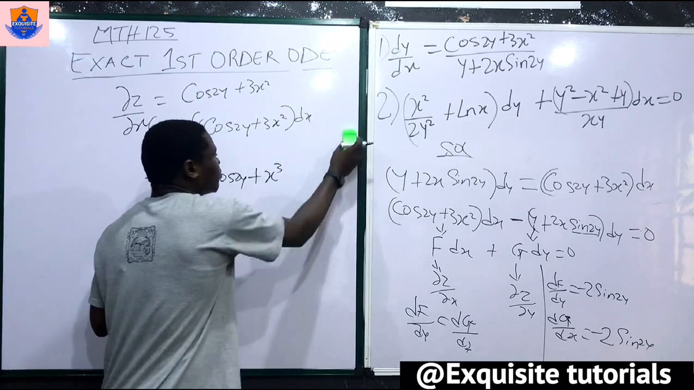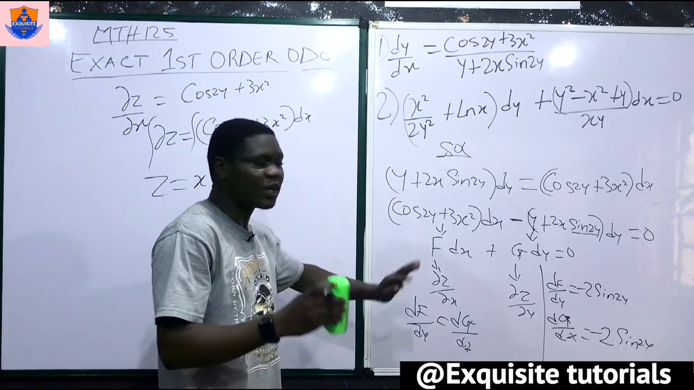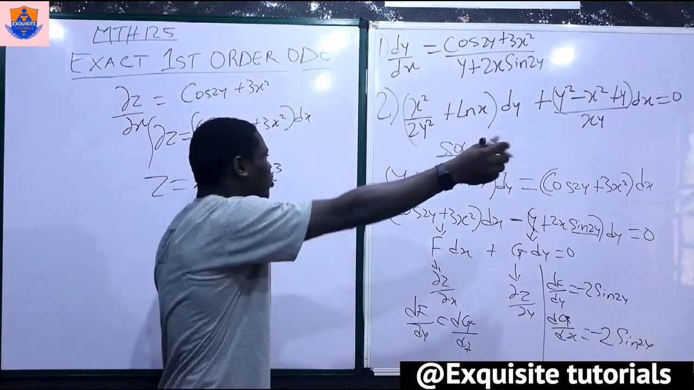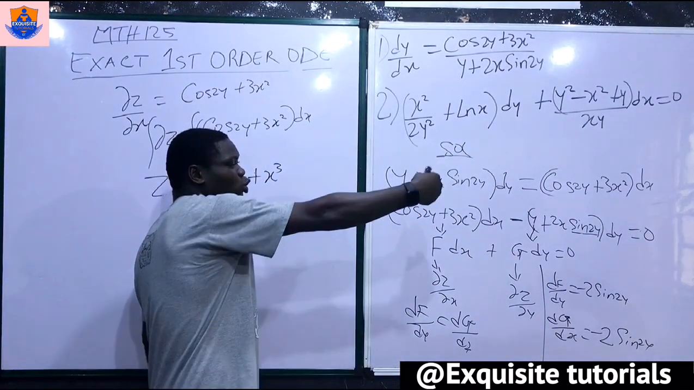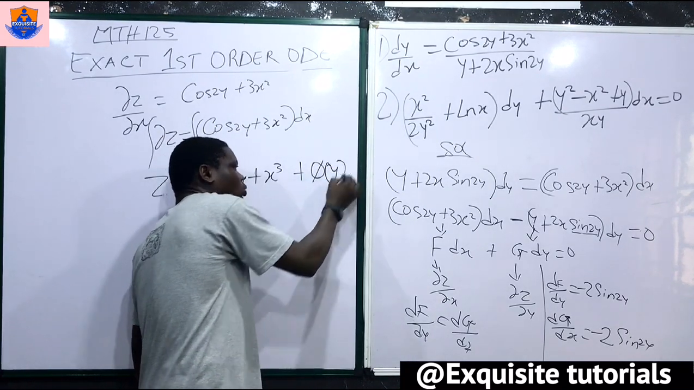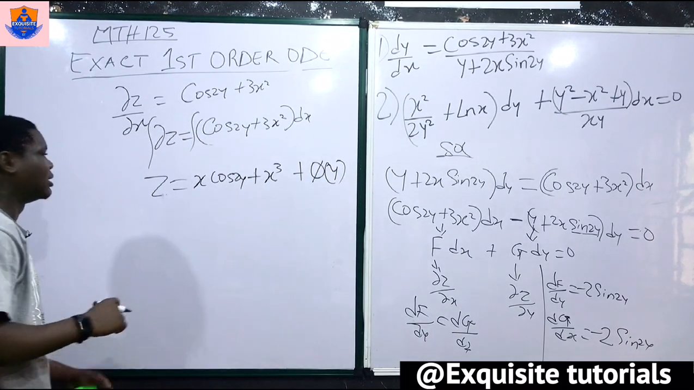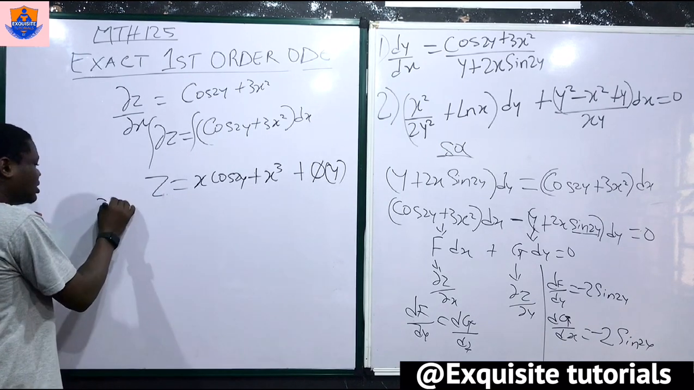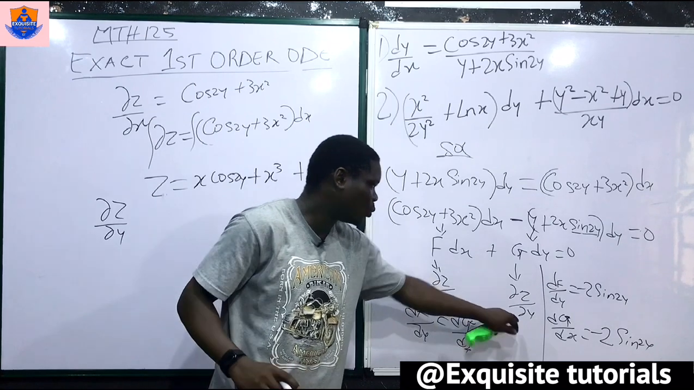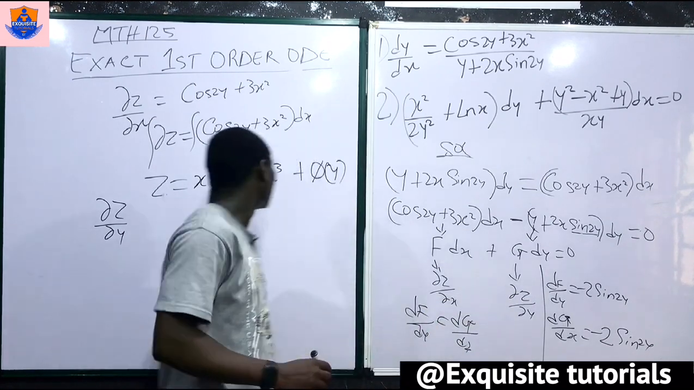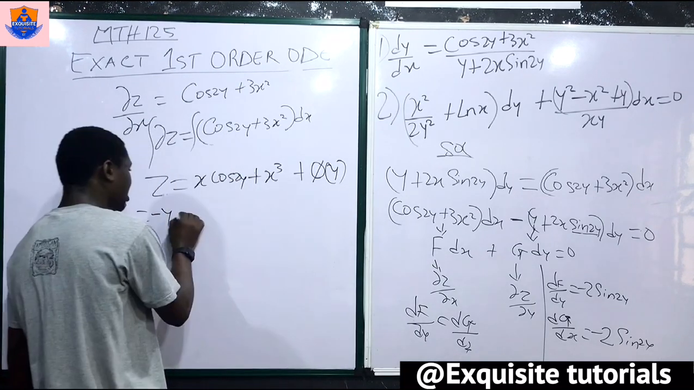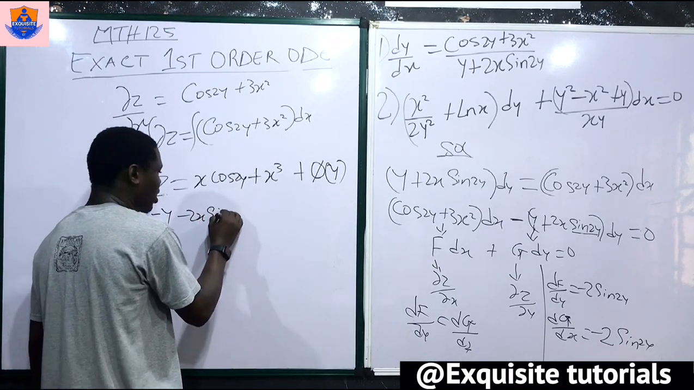Then since z is a function of x and y, and when we differentiated with respect to x, there's a function of y that we took as a constant, we'll add it back. Our constant becomes a function of y. Now remember that our dz over dy, we have worked with this part, is this. So our dz over dy is minus y, if I open the bracket, minus 2x sine 2y.